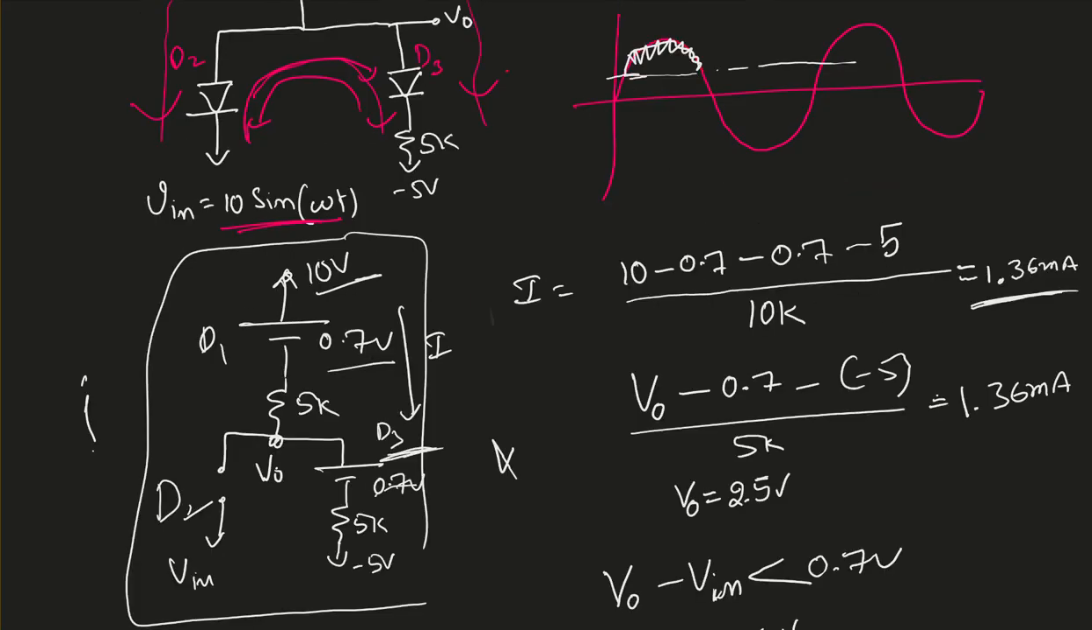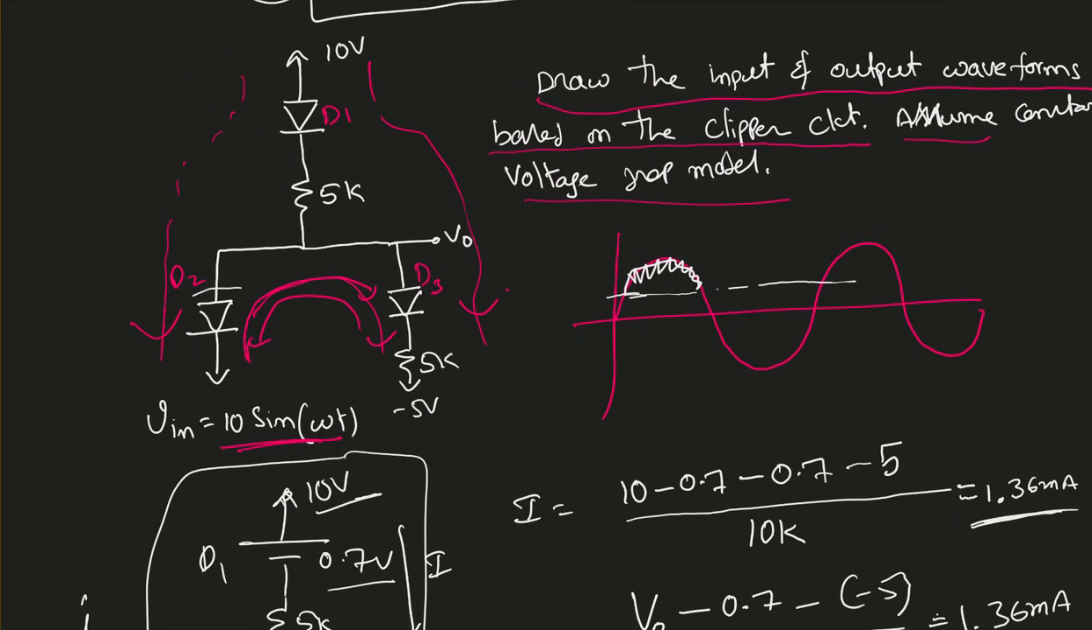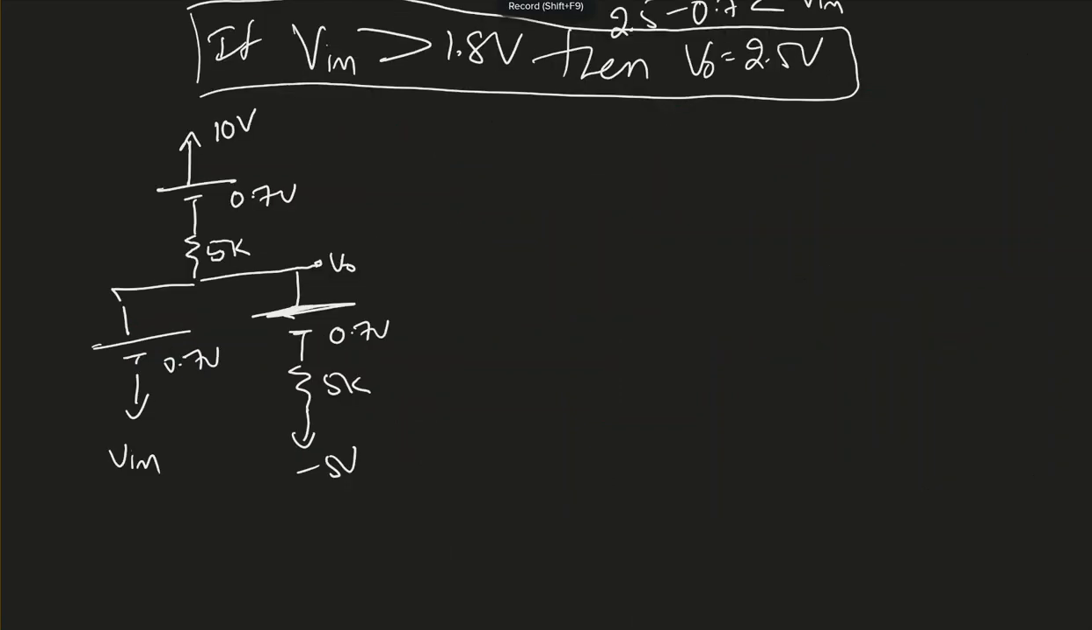So next, I'm going to assume both D2 and D3 are acting like closed switches. So in this case, you can clearly see here is my V naught. V naught minus Vn must be equal to 0.7 volt based on this. Okay, so V naught must be 0.7 plus Vn.